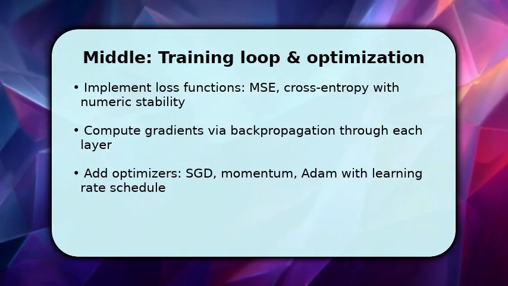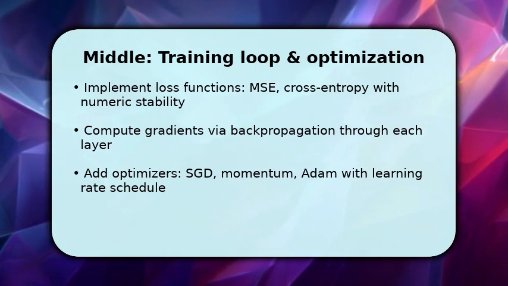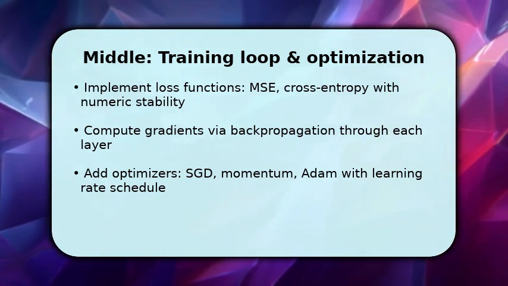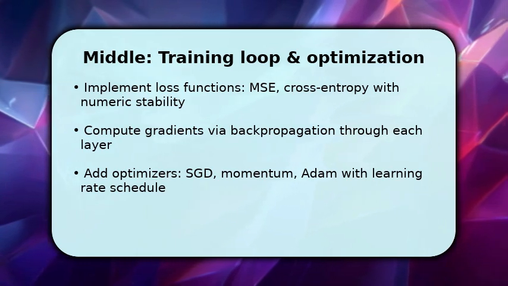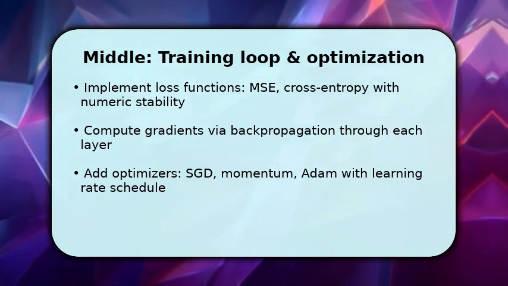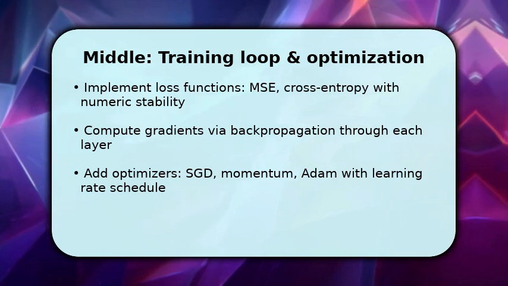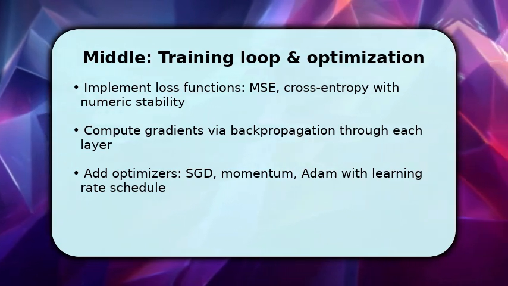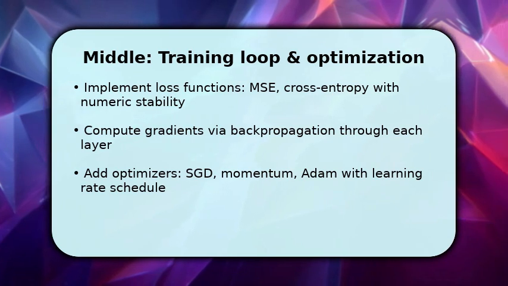Now you build the training loop. Batch your data, run forward passes, compute a stable loss, and then run backpropagation to collect gradients. Implement parameter updates explicitly. Start with SGD and add momentum to smooth updates, then Adam for adaptive steps.